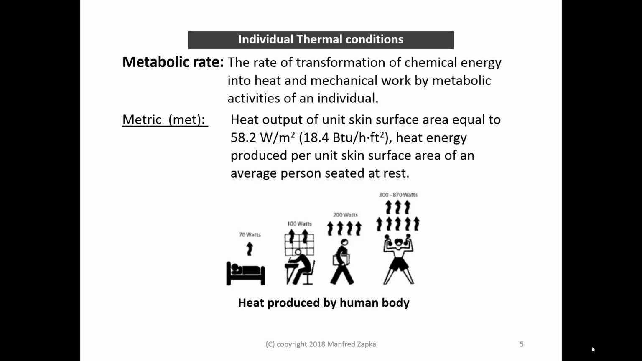And we also have a quantifiable expression here, which is the met. And it's like some numbers here, but basically it tells us what kind of heat output per unit skin surface. And so the heat energy produced per unit skin surface of an average person seated at rest. So this is actually 1 met. And a person usually has about 1.8 square feet of skin.